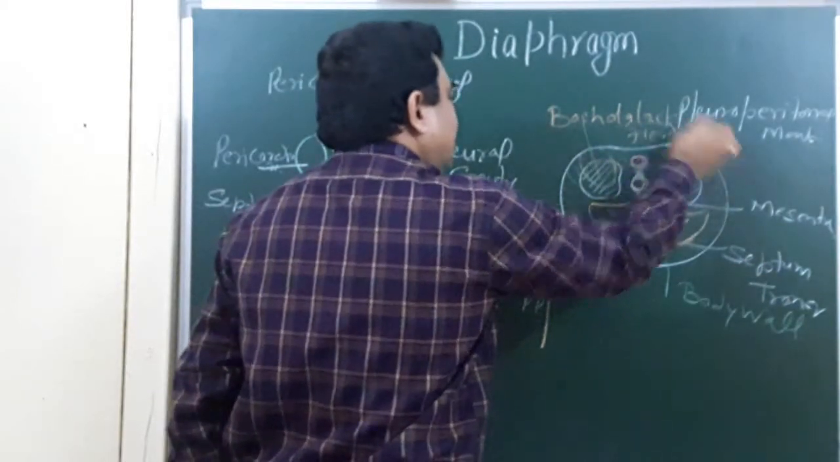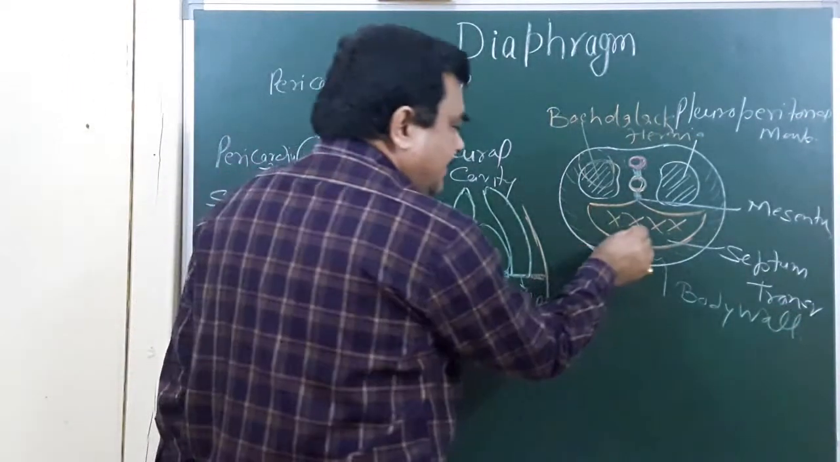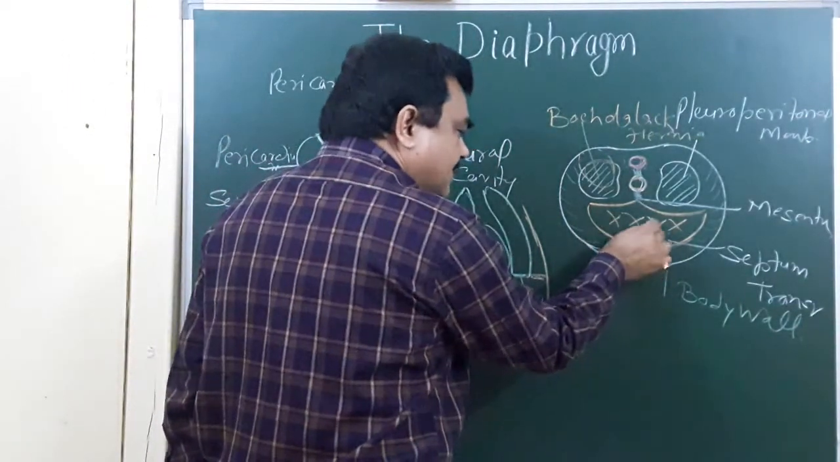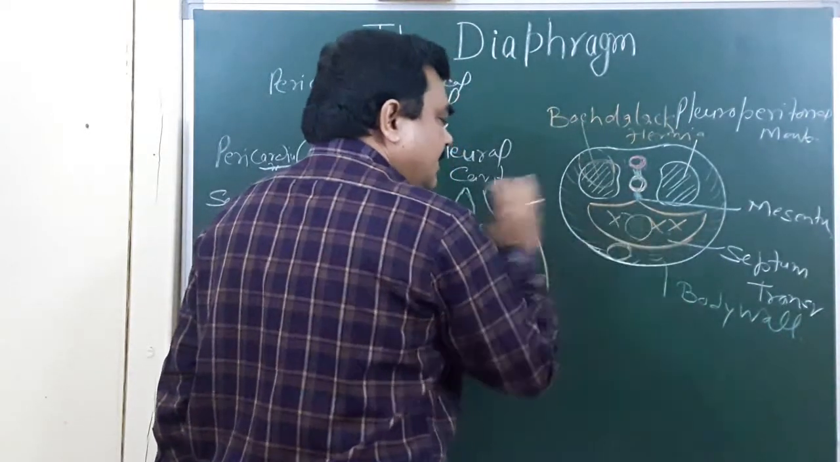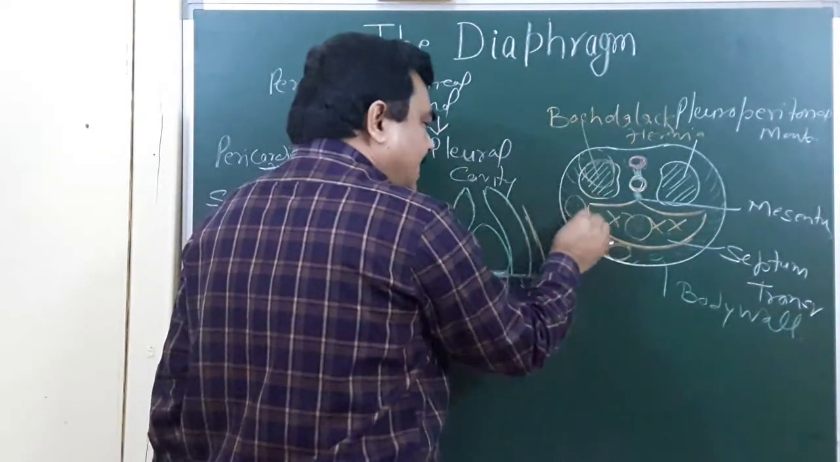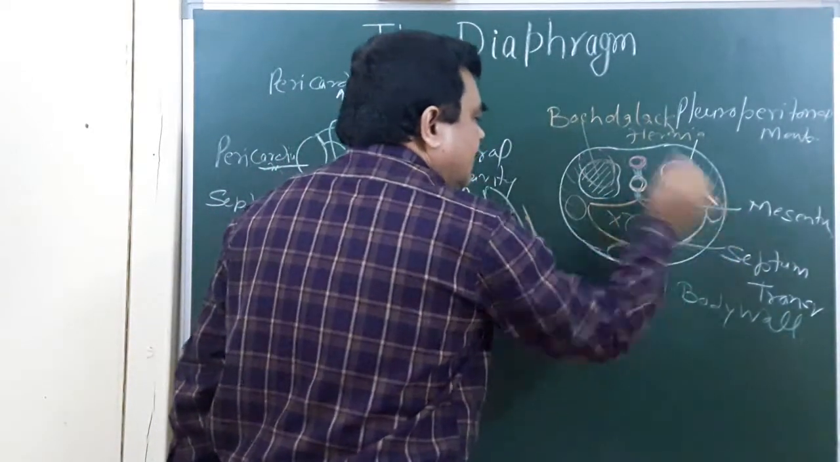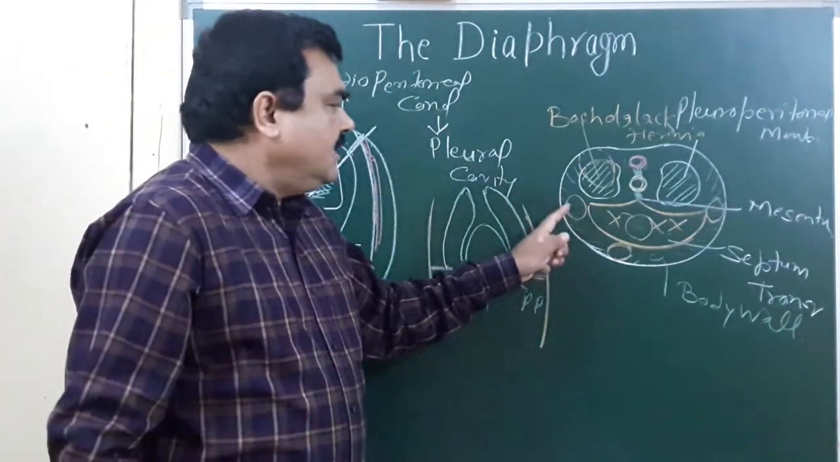Hernia. And at the site of the defect, sometimes the septum transversum may not form here. There may be a defect. Sometimes there is lateral side. So these are congenital anomalies associated with the diaphragm.